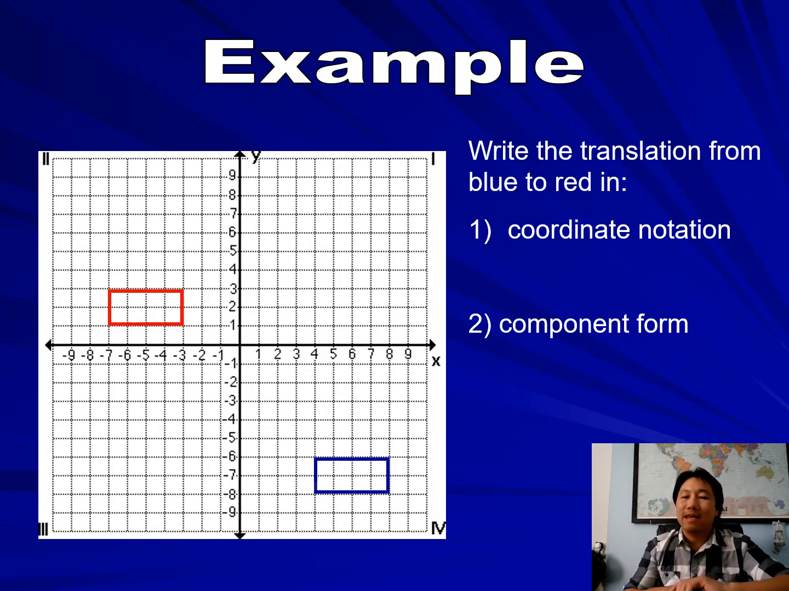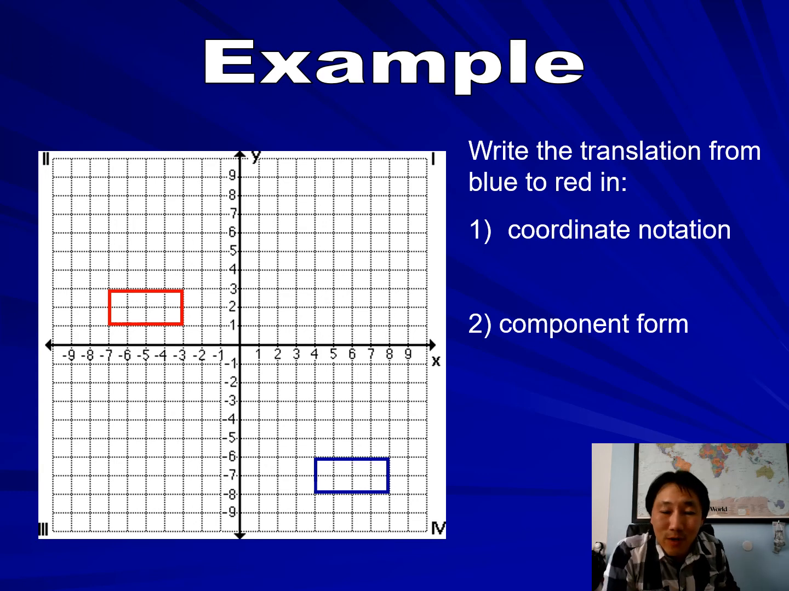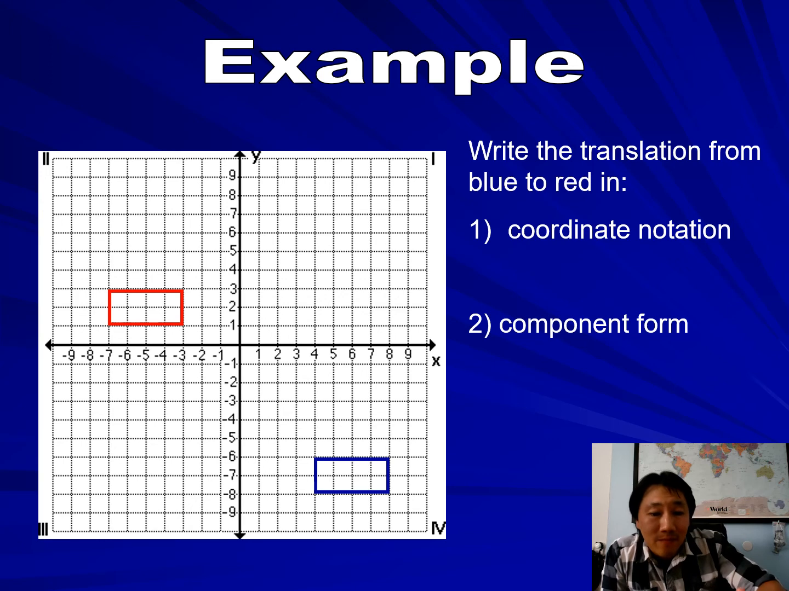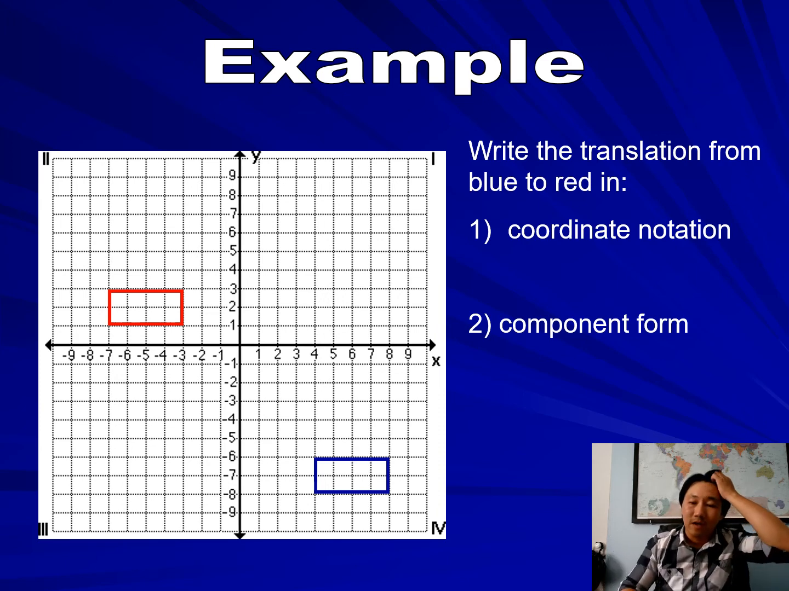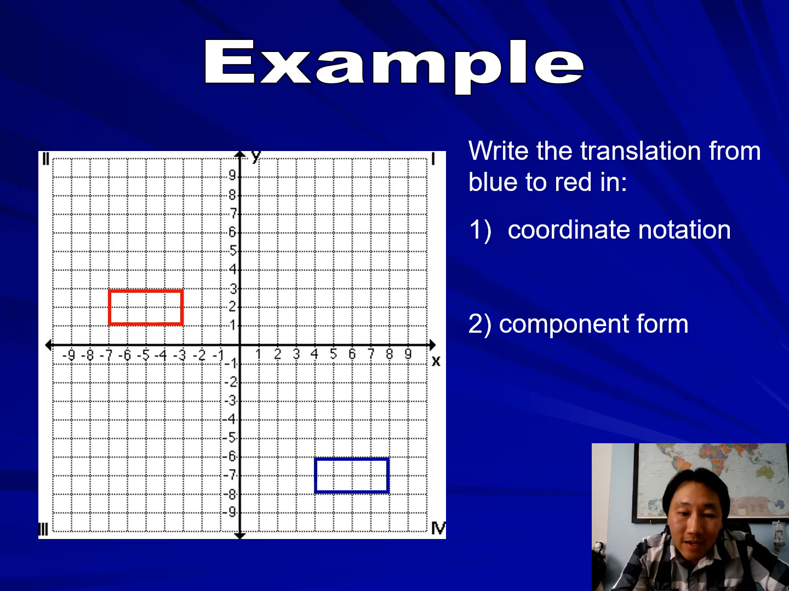Here is the last example for today. We're going backwards. They're going to give you the translation, the blue box and the red box, and they're going to ask you to write the coordinate notation and the component form, or the vector form, of the answer.